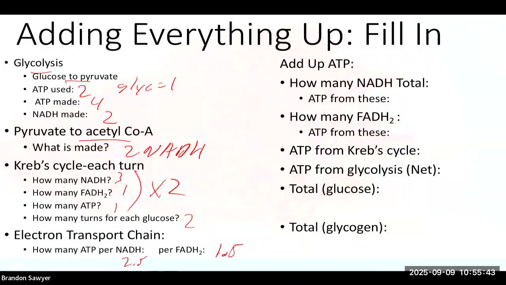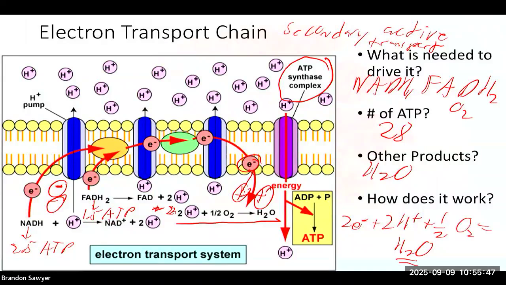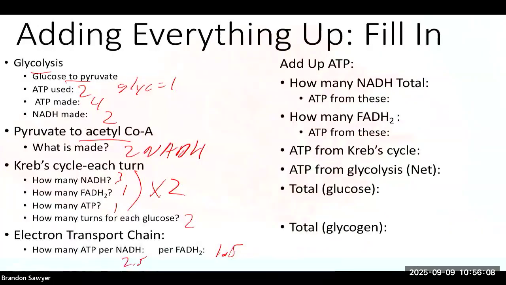The reason for that is just because of where they enter the electron transport chain. NADH enters earlier, so it has more complexes to go through, which allows for more hydrogen ions to get pumped in the end. The number of hydrogen ions converts to the amount of ATP you make, whereas FADH2 enters the chain a little bit later. So there's fewer hydrogen ions that get pumped across and a little bit less ATP.